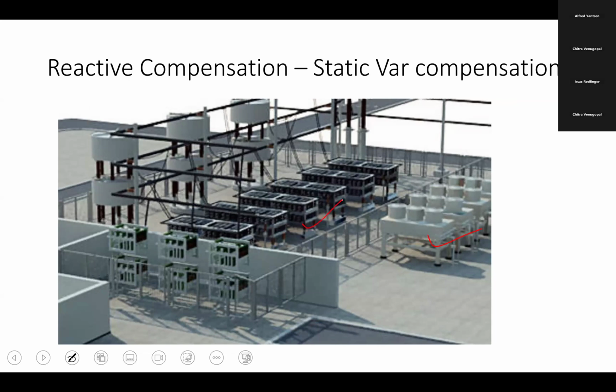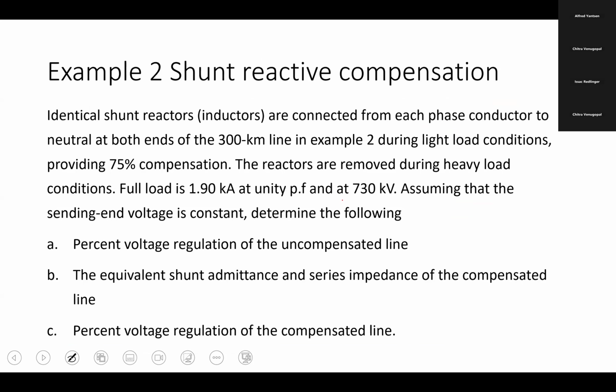Okay, substation. So now this example is talking about how much reactive power compensation we have to compensate. It's talking about the ideal shunt reactors connected from each phase conductor to neutral at both ends, on the sending end and at the receiving end of the previous example. It is providing 75% compensation, and the reactors are removed during the heavy load conditions, similar to our Ohio case. There's not sufficient reactive power compensation available in their facility.